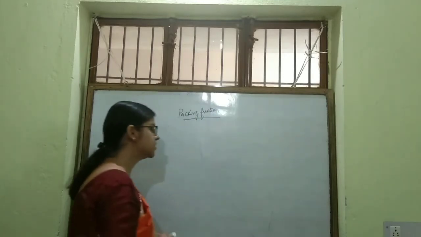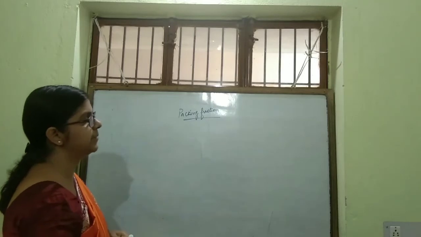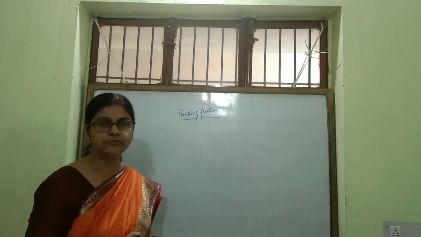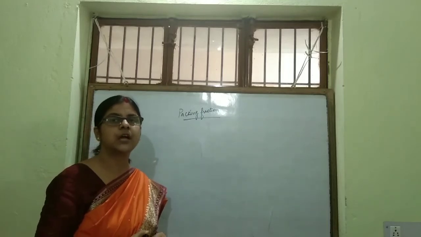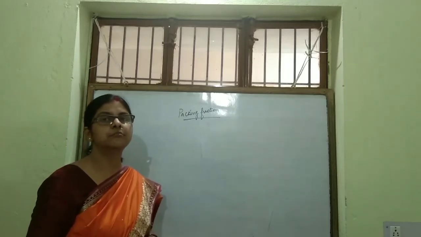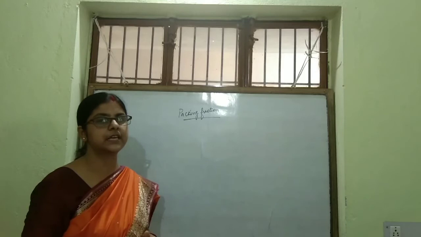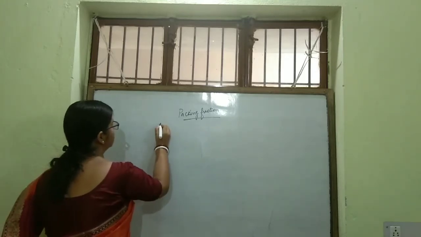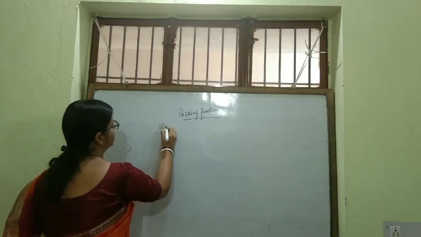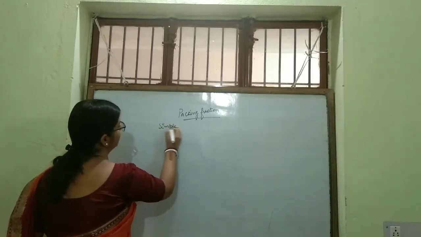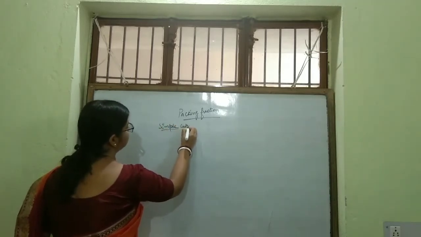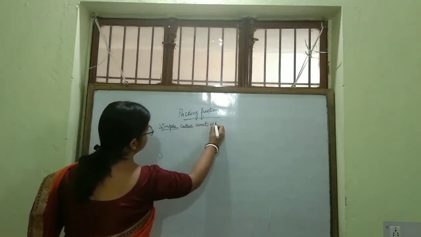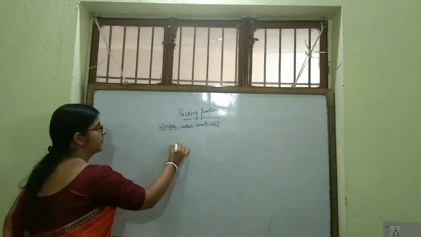Now let us look into the packing fraction and packing efficiency value of simple cubic, then BCC, then FCC cubic crystals. Okay. Now let us discuss simple cubic unit cell. This is also known as primitive unit cell.